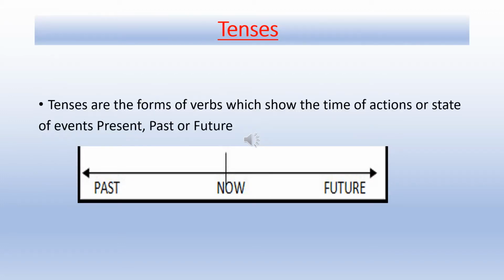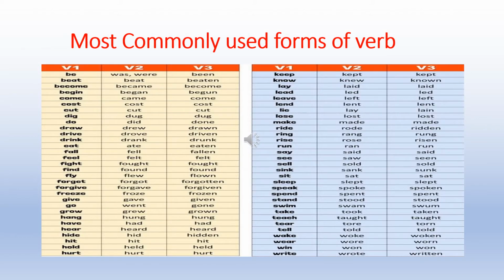My dear students, whenever we talk about tenses, the first question that comes to our mind is, what are tenses? I define tenses in these words. Tenses are the forms of verbs which show the time of actions or state of events. They have three forms: present, past, and future. My dear students, this is the list of most commonly used forms of verb.